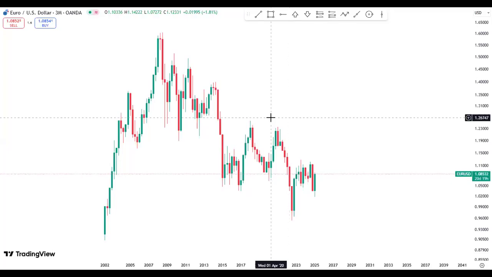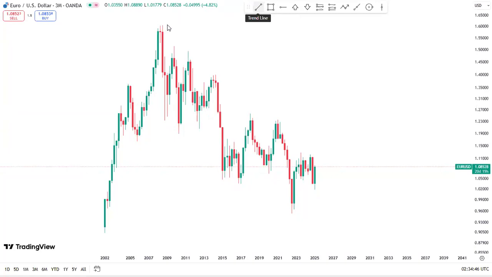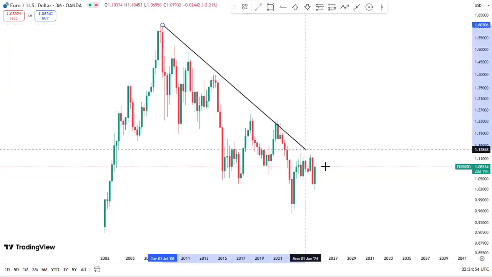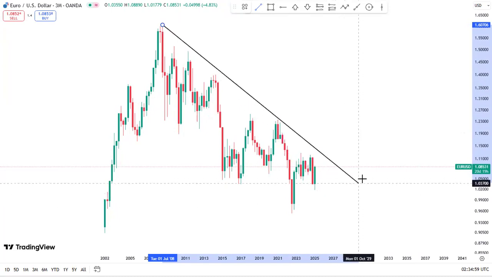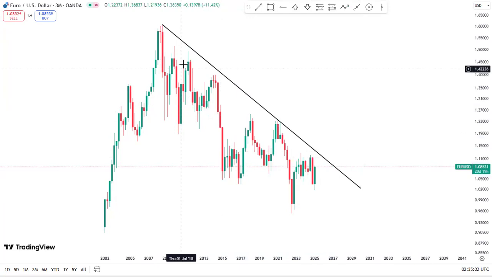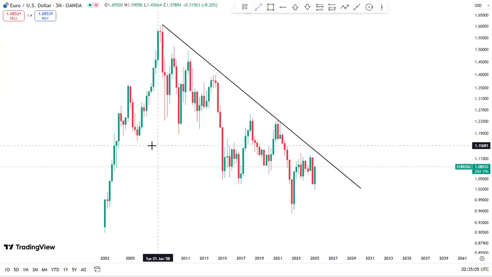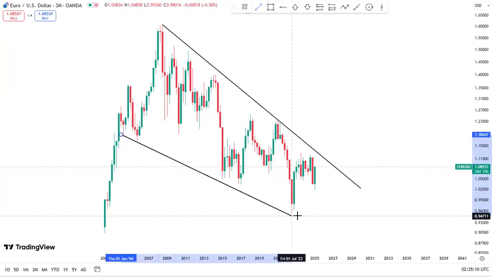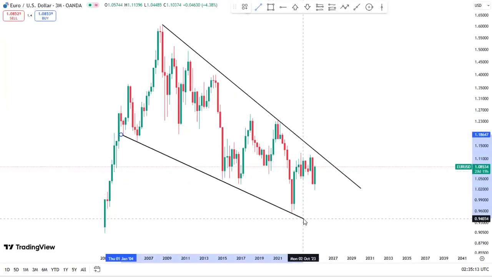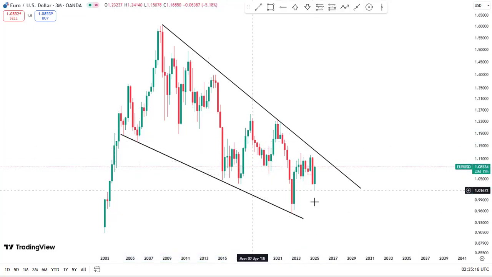Let's just pay attention to what is happening to the euro versus the US dollar. We'll check almost everything from a higher time frame now. I'm on 3 months right now. This is what I get. Let's check below. This is what we get.